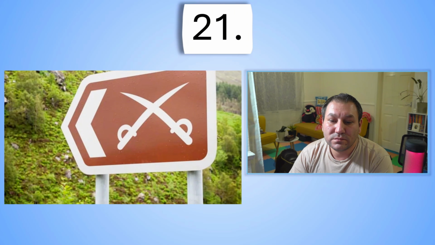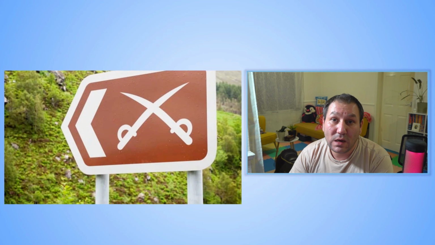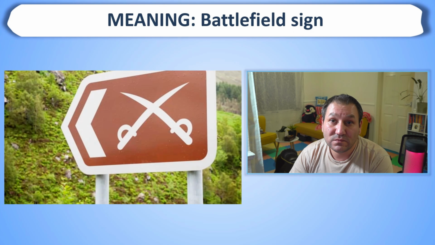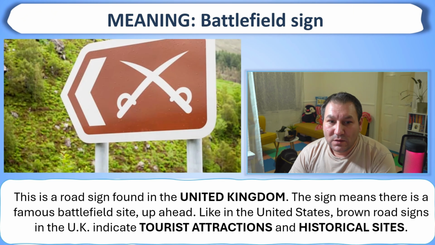21. Meaning battlefield sign. This is a road sign found in the United Kingdom. The sign means there is a famous battlefield site up ahead. Like in the United States, brown road signs in the UK indicate tourist attractions and historical sites.